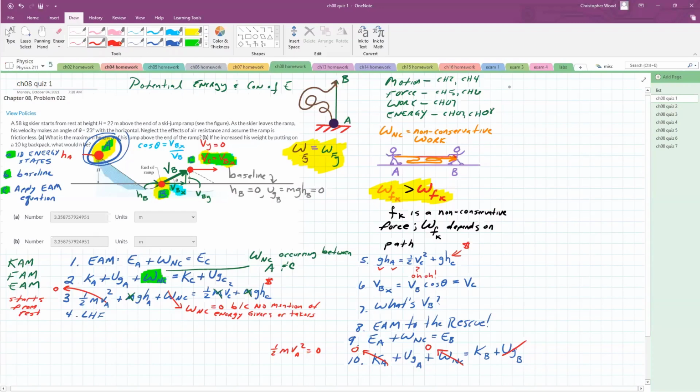Step 11 over here says, well, here's UGA, mgHA. That's the left side. Here's my right side, 1/2 mVB squared. Okay, low-hanging fruit, you can see, m's cancel. So I do have an expression for VB, number 12. VB equals square root of 2gHA.